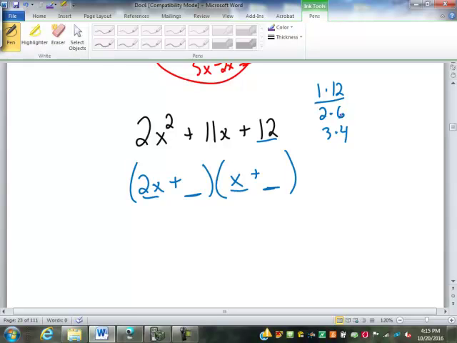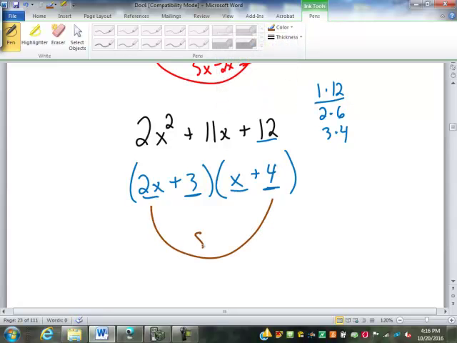If I want to do the 2 and 6, 2 and 6 are both even, so there's no way they could ever add up to a negative number, is there? So I know the 2 and 6 are to an odd number, I should say. There's no way the 2 and 6 can work, because they'll never add up to an odd number. So we're going to try the 3 and the 4.